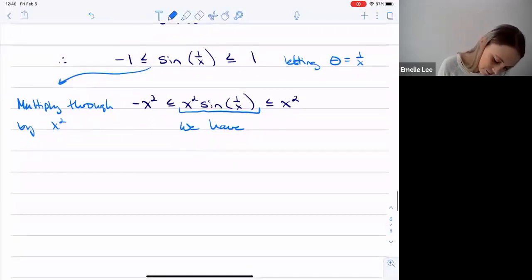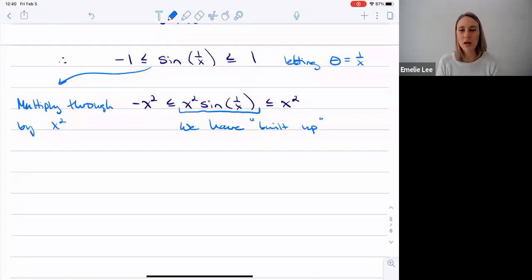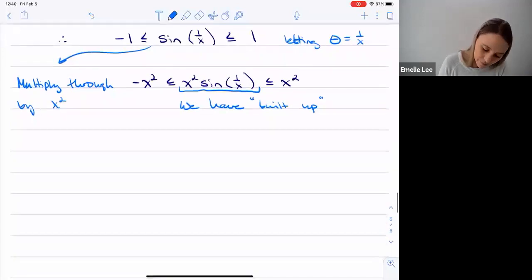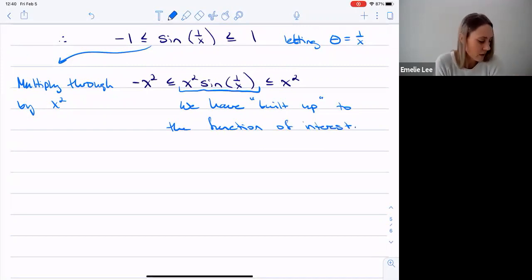So we have built up, and that's just how I think about it. I start at my core function and then I build it up to where I need it to be. So we have built up to the function of interest.